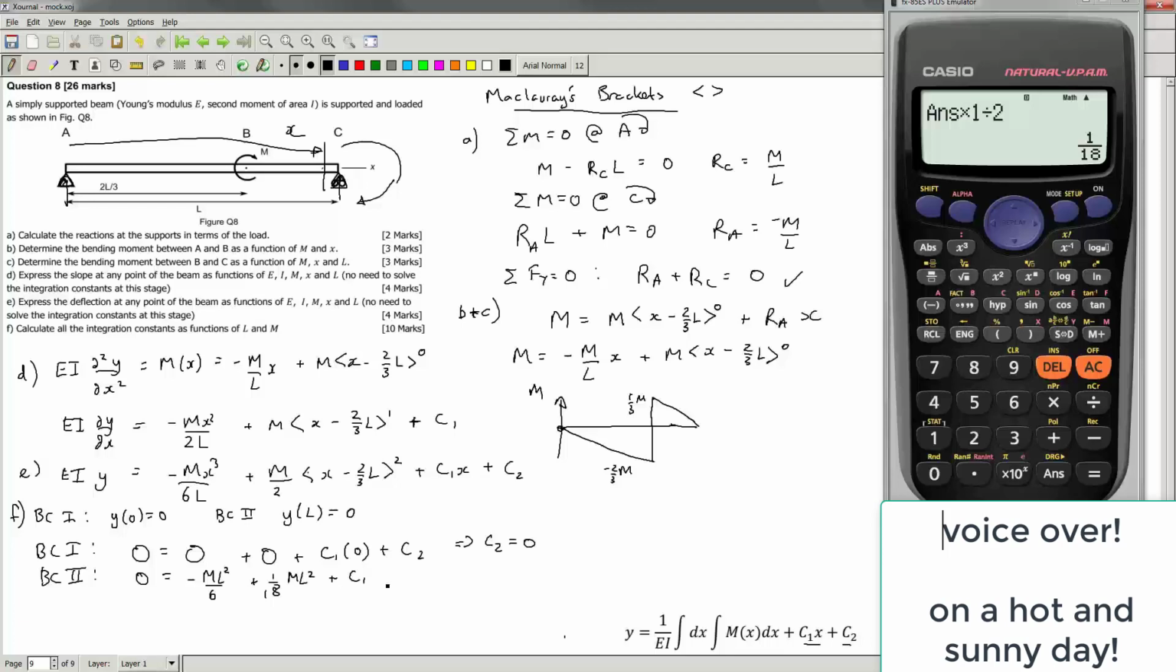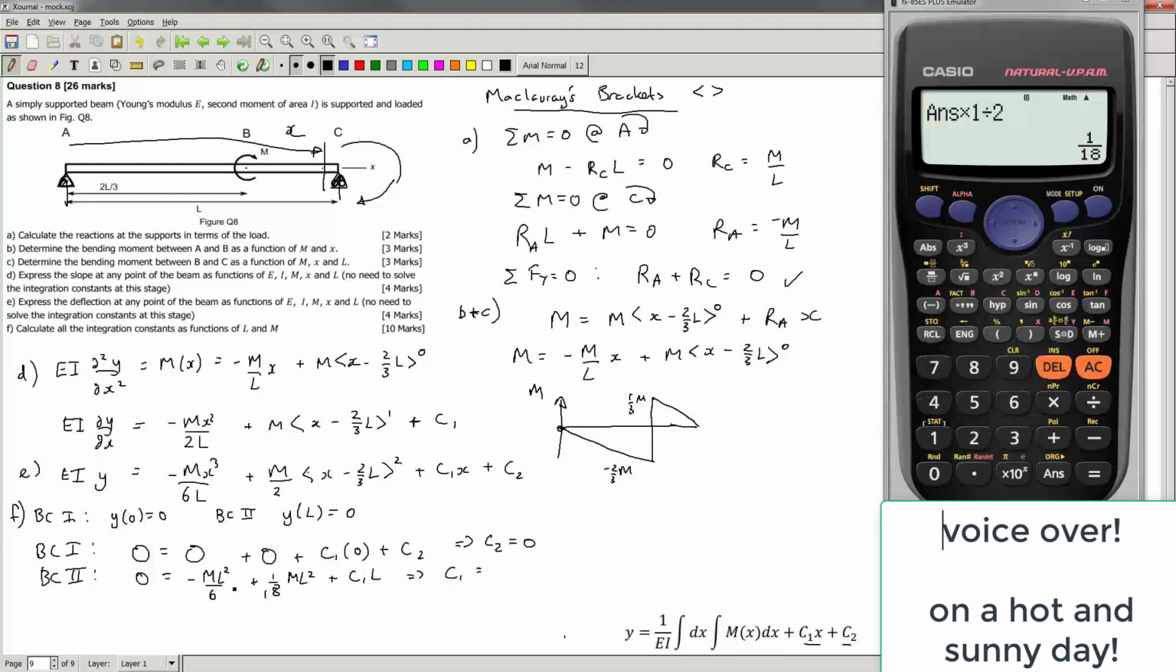Now C1 times L, and our C2 is just 0, so let's not bother to write that down. We want to rearrange this equation to find what C1 is. Let's use our calculator to do the work for us, because we're lazy.